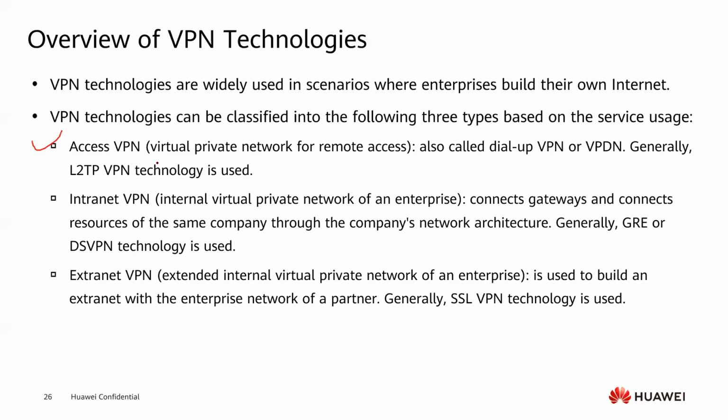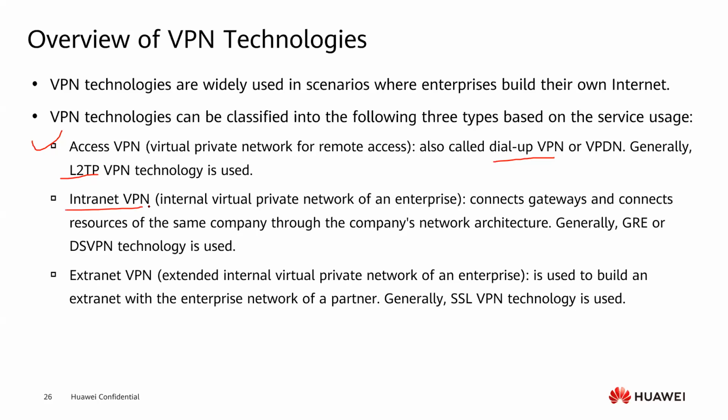First is access VPN. Access VPN, we can also call it the VPDN, the dial-up VPN. In real networks, we will use L2TP as an access VPN most of the time. SSL VPN is also okay, but not all the devices support SSL services. So L2TP VPN is a little bit easier to use compared to the SSL VPN.